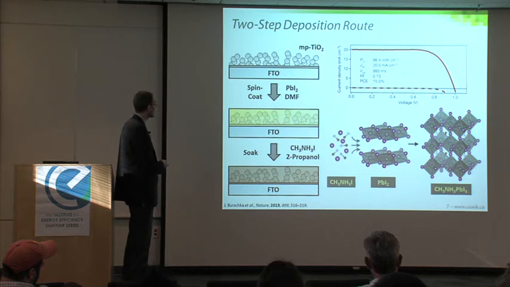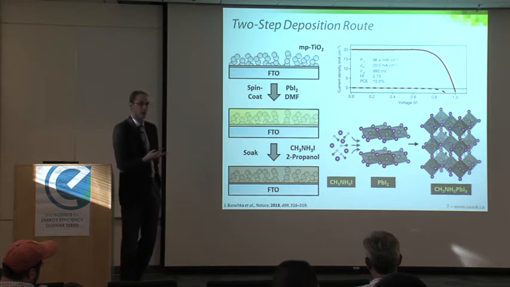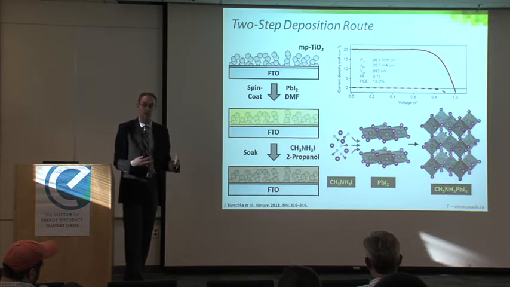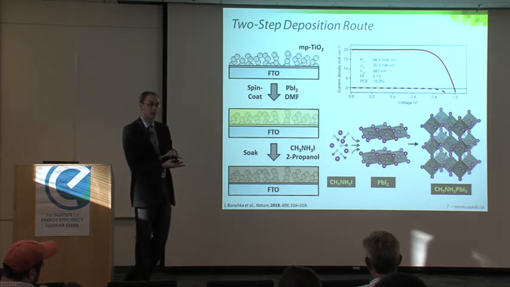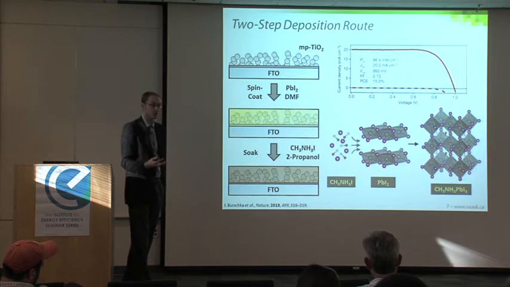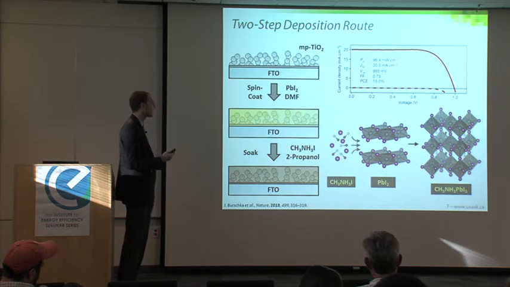this two-step deposition procedure. So what you do is you take a mesoporous titania framework, you spin coat a layer of lead iodide from DMF solution, and then you simply soak that in a solution of methyl ammonium iodide in isopropanol. And what happens is the methyl ammonium iodide salt basically intercalates between the PbI2 sheets and starts forming the perovskite in situ. So they were able to get very nice crystallinities, very nice power conversion efficiencies, and this was far better than any other solution process technology really out there at the time.